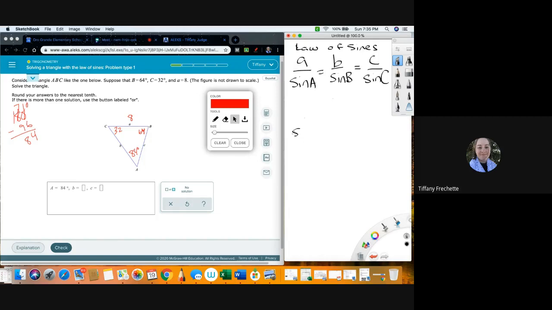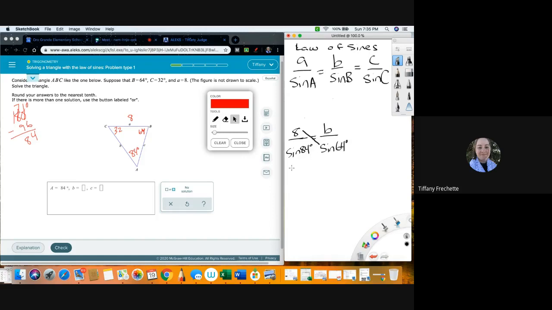So I know what side A is. I know what angle A is. That's 84 degrees. I just figured that one out, so that's fine. I'm allowed to use it. I don't know what side B is. I know what angle B is, which is 64 degrees.